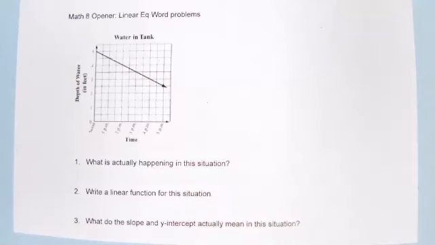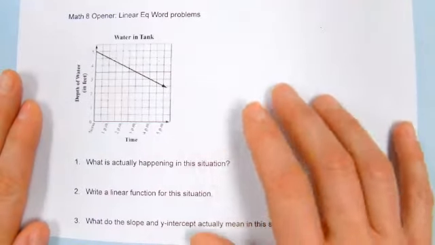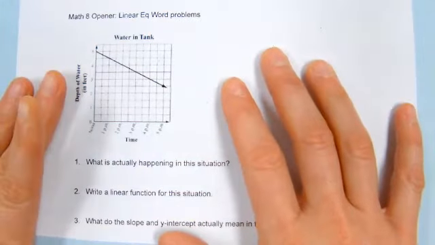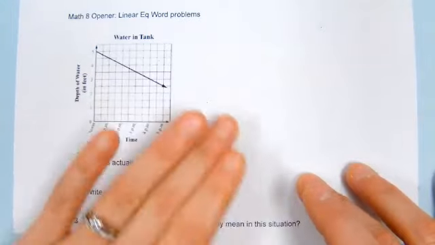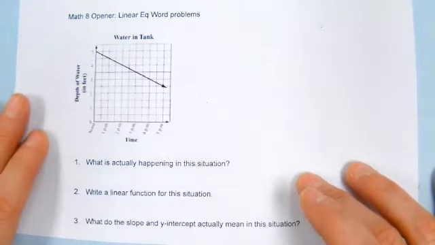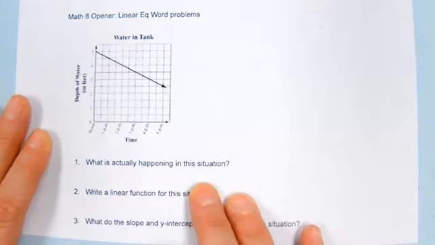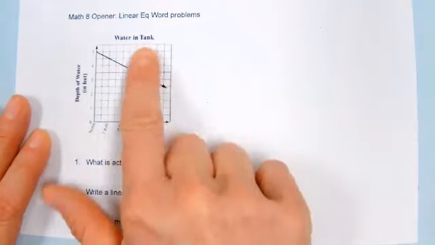Okay, so to start word problems, it's super important to be able to look at a function and tell what's actually happening, okay? So if you look at this graph right here, to be able to tell what's actually happening without any actual story behind it, you got to read the labels, right?